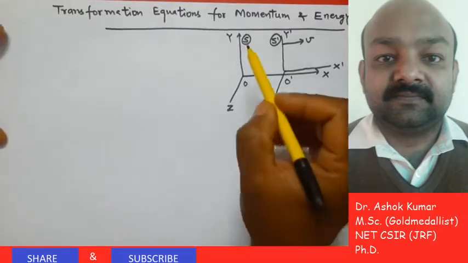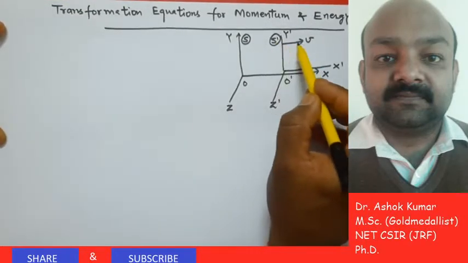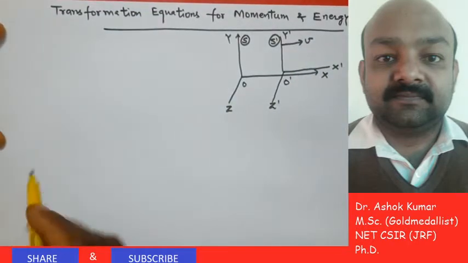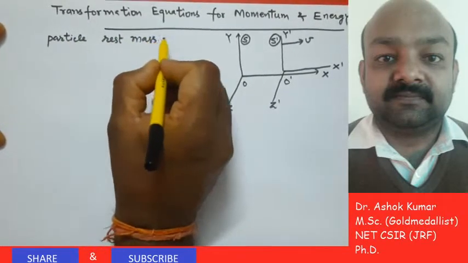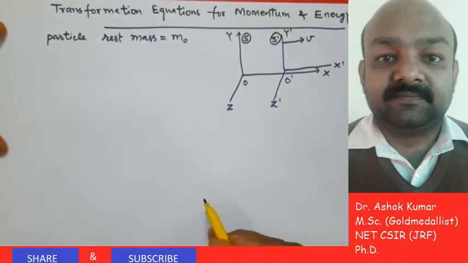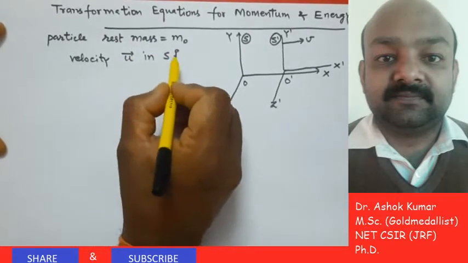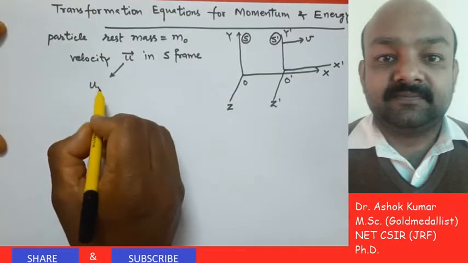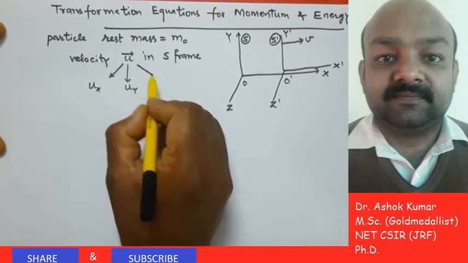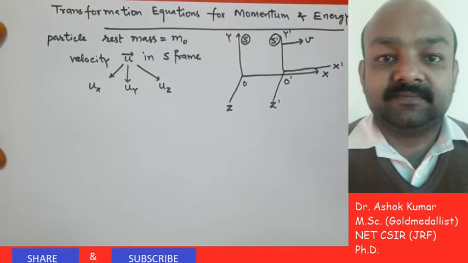So, here we assume that we have a frame of reference S which is at rest, and another frame of reference S dash, which is moving with velocity v along the positive x-axis. So let we have a particle having rest mass m naught, and let it be moving with the velocity u in S frame of reference, and we suppose this velocity has components ux, uy and uz respectively along the x-axis, y-axis and z-axis.